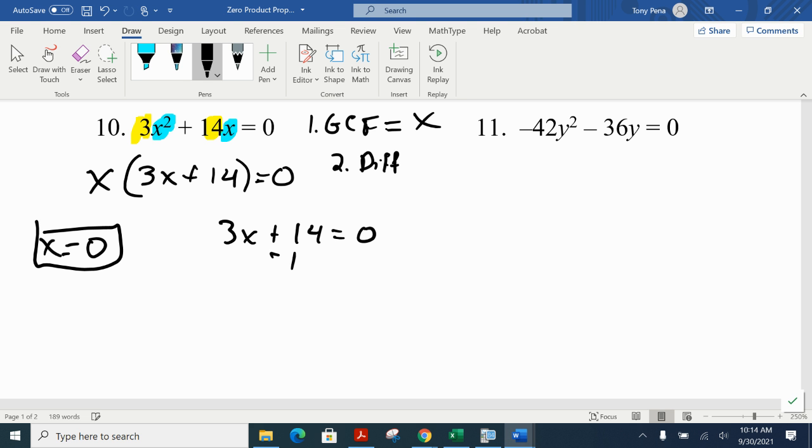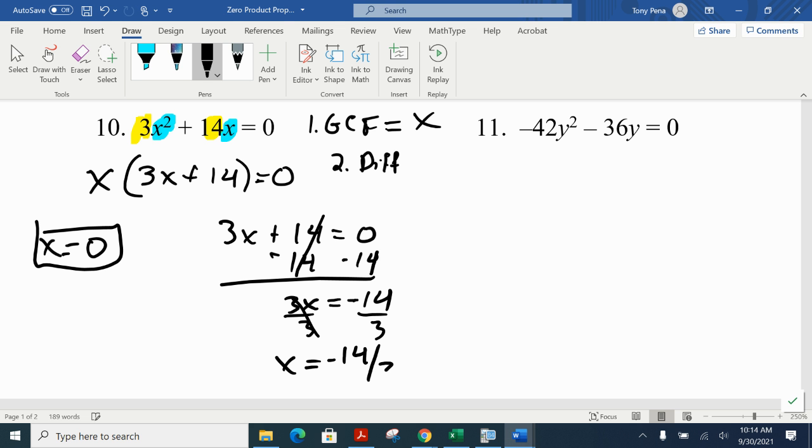So take that, set it equal to zero. So subtract that 14 over. Divide by 3. And then our second solution, if you did that right, got through all of this correctly, would have been a negative 14 thirds. Okay.